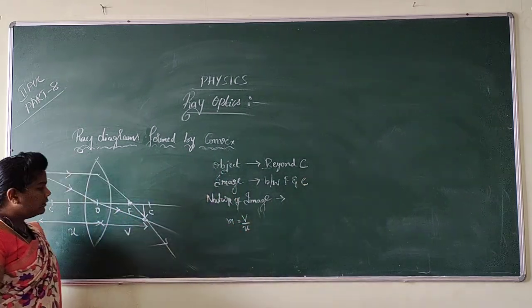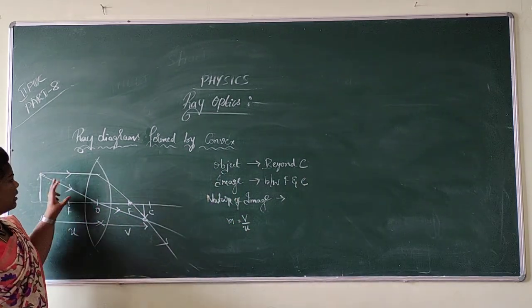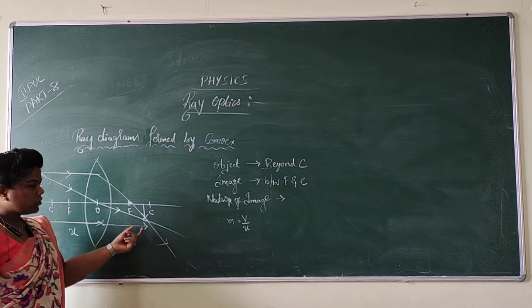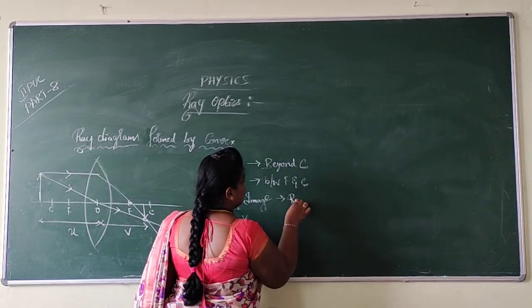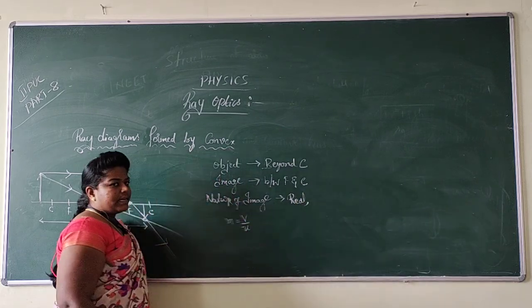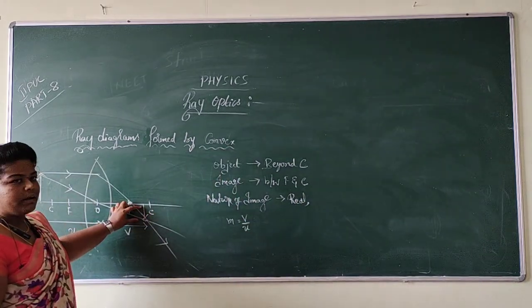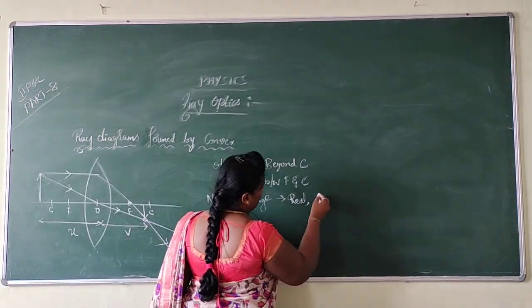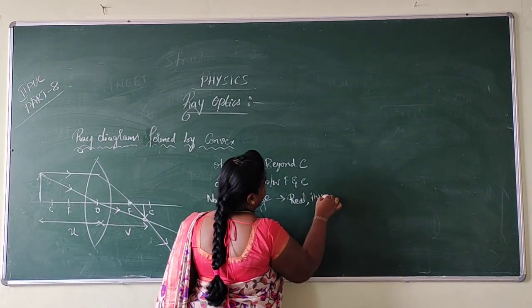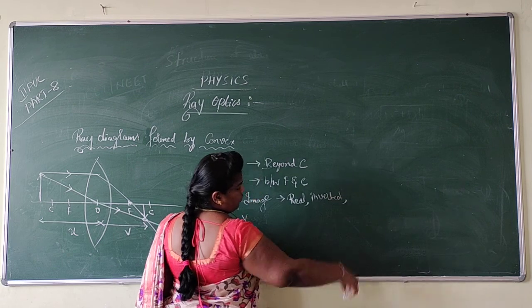Now let us define the nature of the image. Here the rays after refraction are meeting at that point. So we can say that the image formed is real. And let us observe whether it is inverted or erect. Yes, exactly, it is inverted, upside down. So a real inverted image is formed.